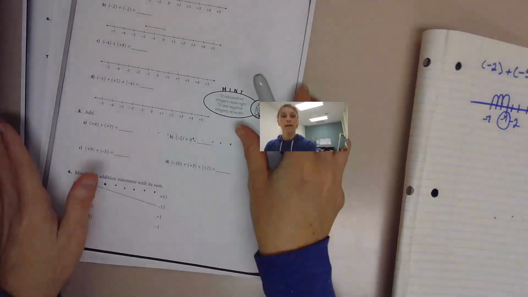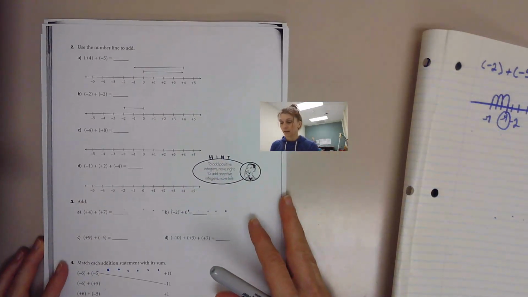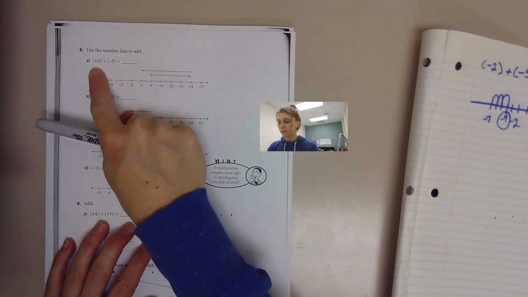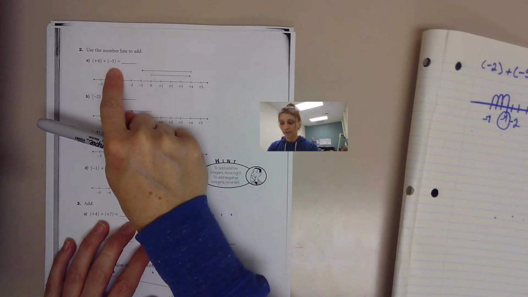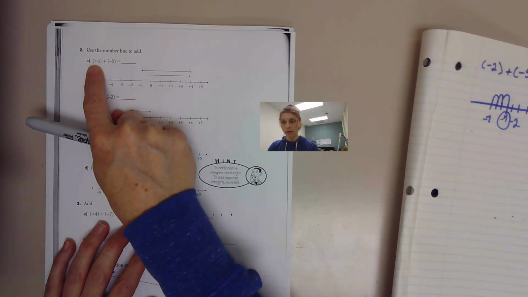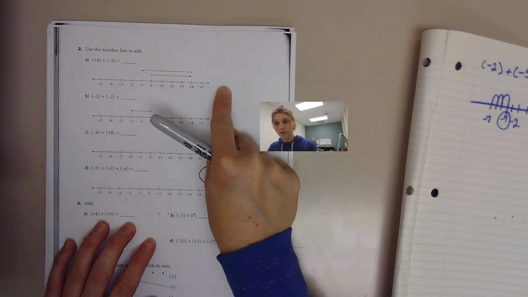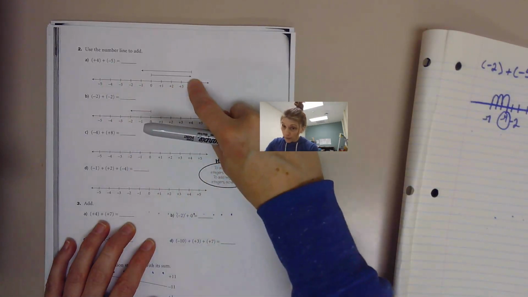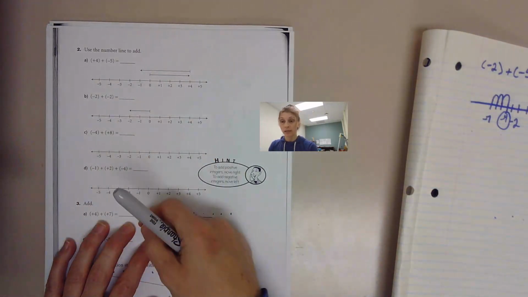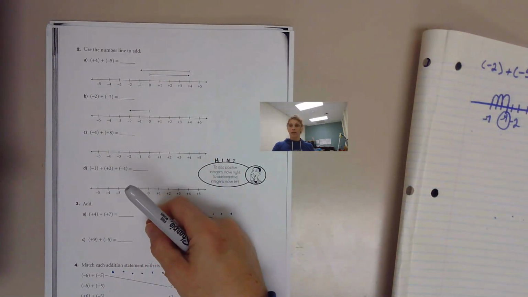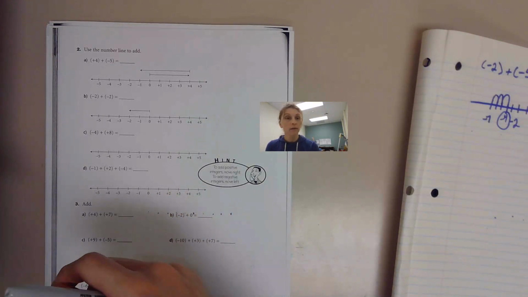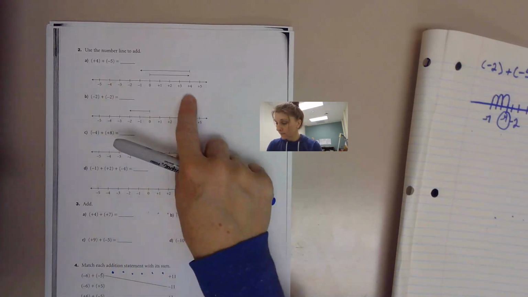All right. Number 2, use the number line to add positive 4 plus negative 5. Okay? Always remember, when you are adding a positive, the positive is going to the right. When you are adding a negative, you're going to the left on your number line. Negative means lower, to the left. 2 L's.